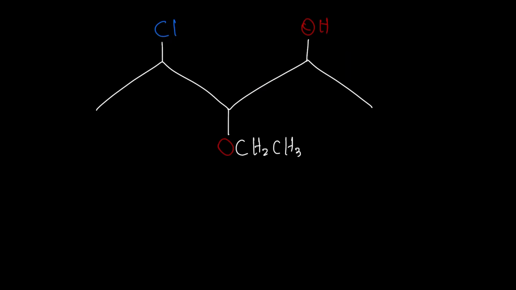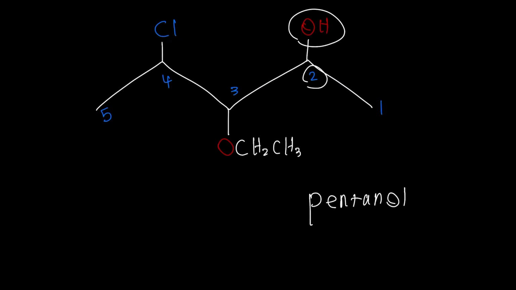So we have, once again, 5 carbons, which is associated with pentane. However, we're going to write pentanol because we have an OH on position 2. This means it's an alcohol, so instead of writing pentane, we write pentanol. And then the alcohol group is on position 2, so we're going to write 2 before the pentanol.